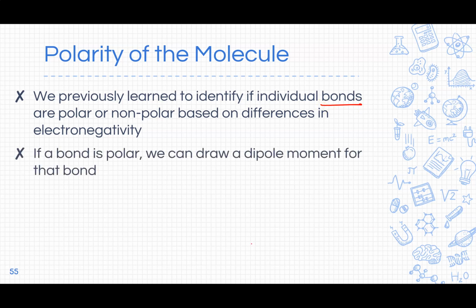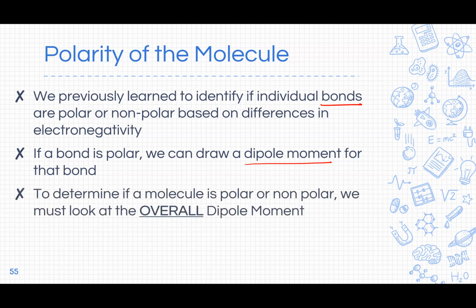If a bond is polar, once we decide a bond is polar, we can draw a dipole moment for that bond. And remember, that's going to be that arrow that we use. But to determine if a molecule, like the overall molecule, is polar or nonpolar, we need to look at the overall dipole moment.